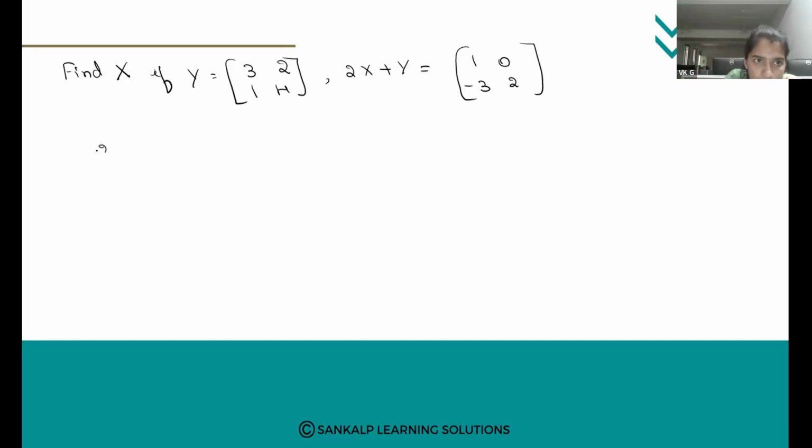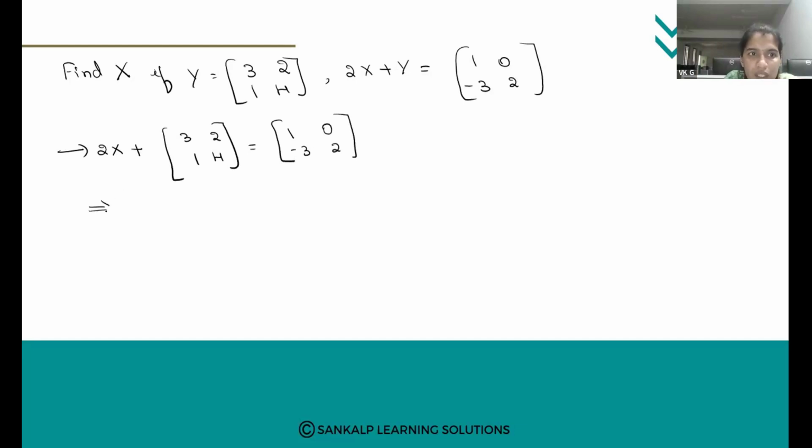So 2x plus y, y is 3, 2, 1, 4, equal to 1, 0, minus 3, 2. Rewrite it. From which I can write 2x is equal to, this has to be cancelled, so subtract. Rearranging, shift this to the other side. So when I shift, it becomes minus 3, 2, 1, 4. What will I get?